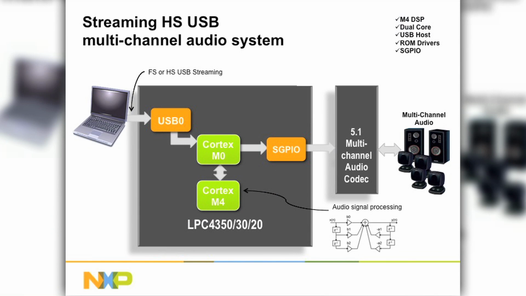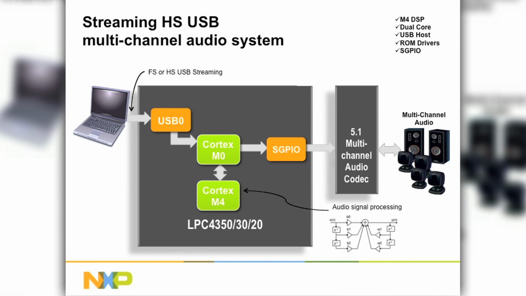Okay, some demos. I think I more or less talked through these. This is a demo we have in the show floor now. Basically, USB coming through, controlled by the M0 using the ROM drivers, passing data through the interprocessor communication, which is just a handshake, to the M4 to do audio processing. And in this case, it's a biquad IIR filter, or it could be anything you want it to be. And then passing back out through serial GPIO to 5.1, well, actually in this case it's several codecs, but out to multi-channel audio.